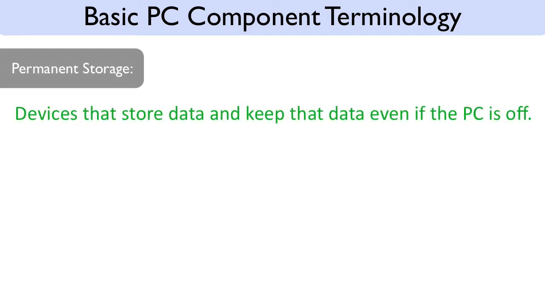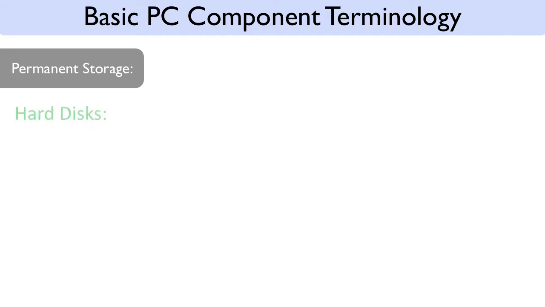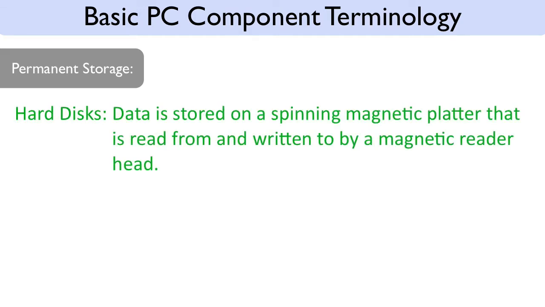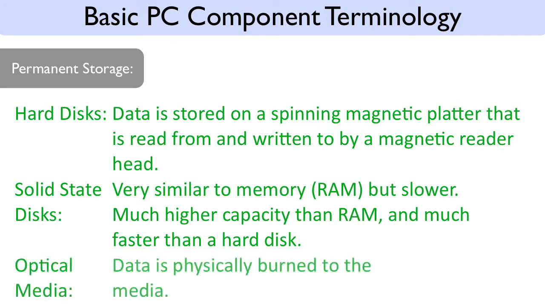Permanent storage is a general term for where your data is stored when your computer is turned off. They can be things like hard disks, solid-state disks or SSDs, CDs, DVDs, and other optical media. Hard disks use a magnetic platter to store data, and the platter spins while a magnetic head reads and writes data to the disk. SSDs are very much like RAM, but a little bit slower and can permanently store data when the system is off.